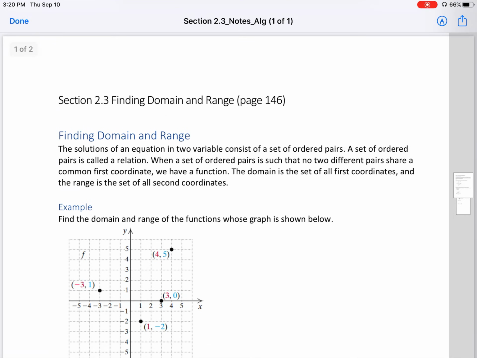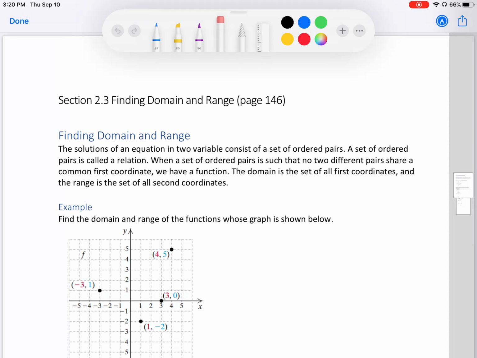Finding domain and range. The solutions of an equation in two variables consist of a set of ordered pairs, such as x, comma, y. A set of ordered pairs is called a relation. When a set of ordered pairs is such that no two different pairs share a common first coordinate, we have a function. The domain is a set of all first coordinates, and the range is a set of all second coordinates.